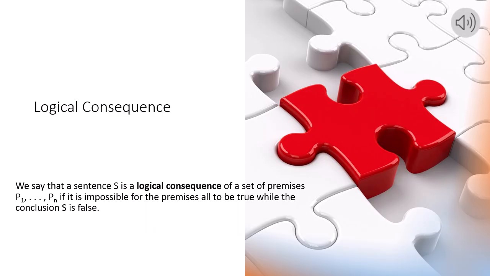So last week we introduced the notion of logical consequence. And as a reminder, we say that a sentence S is a logical consequence of a set of premises, say P1 through Pn, if it's impossible for the premises to all be true while the conclusion S is false. In other words, in any circumstances where the premises are all true, the conclusion has to be true as well. So this is just a rephrasing of that.